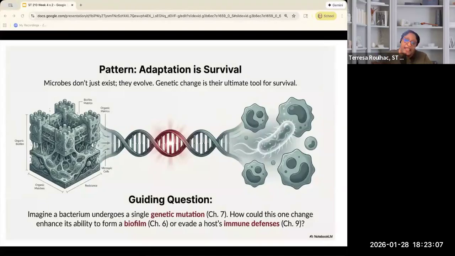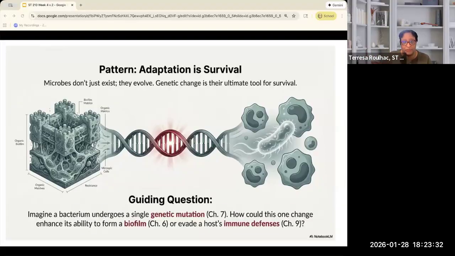Now, the key thing here is that microbes don't just live in environments, they change to survive them. A microbe doesn't need dozens and dozens of changes to gain an advantage. Sometimes one genetic mutation is unfortunately enough. So let's walk through these images together.